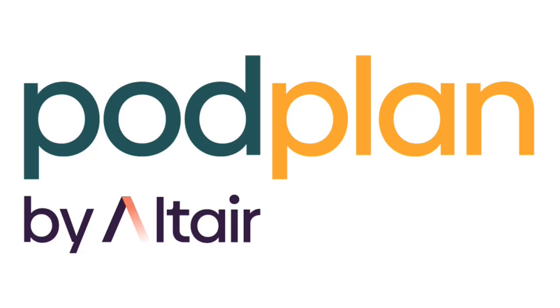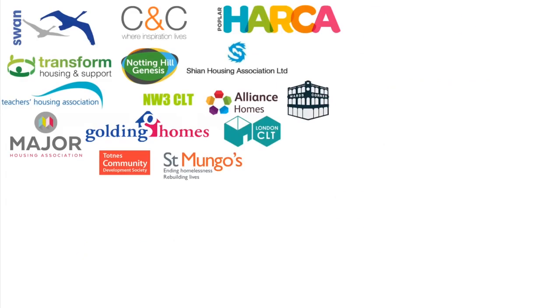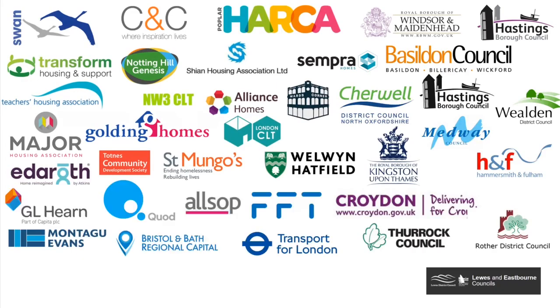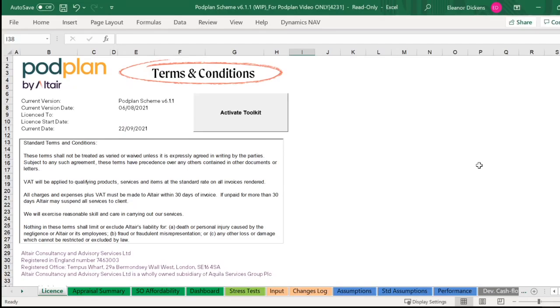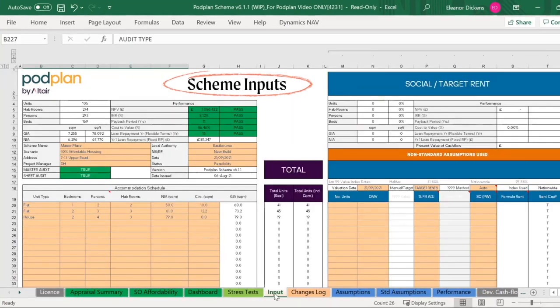Podplan is a multi-10-year development appraisal tool developed by Altair. It is used by housing associations, local authorities, consultancies, and private developers across the country. It is an Excel-based model with no individual user licensing or system requirements beyond the need for Excel.